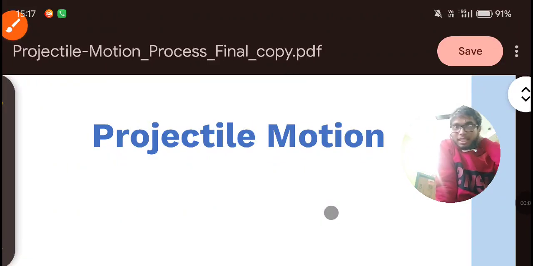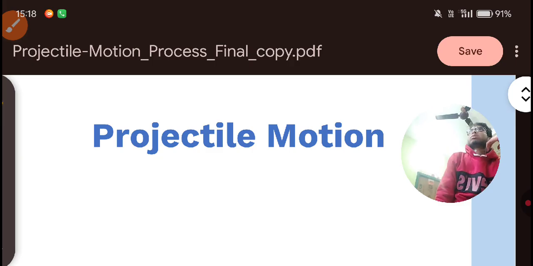Today, in this lecture, our topic is going to be projectile motion. This is a type of motion. As we know, motion means the object is moving. If an object is moving, its state is changing with respect to time. So this is the definition of motion.